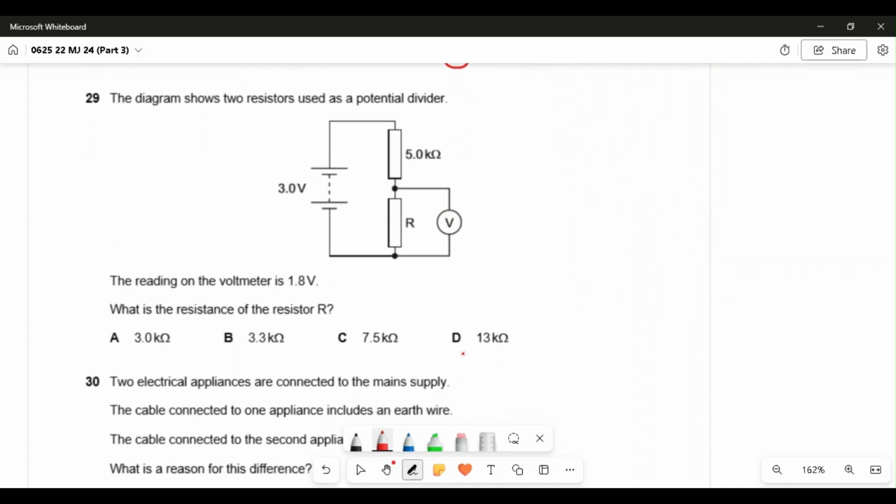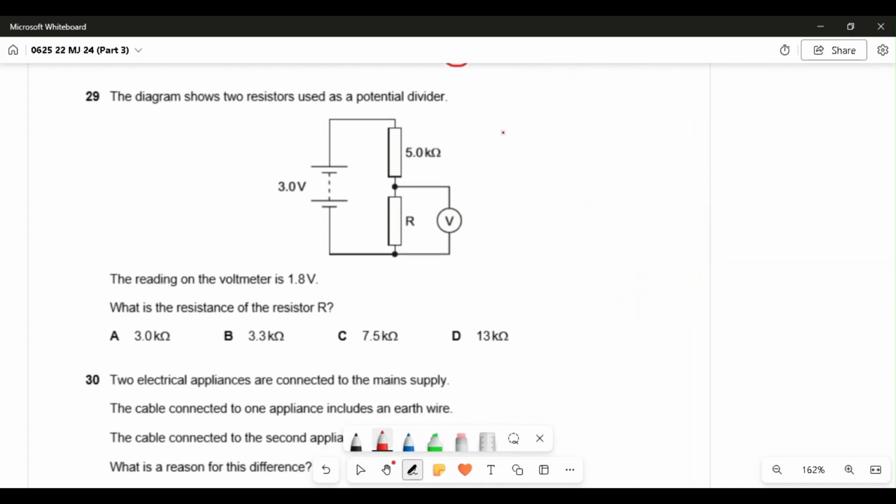29. The diagram shows two resistors used as a potential divider. The voltmeter reading is 1.8 volts. Across this one, from here till here, is 1.2 volt, because the total voltage is the sum of the voltages across these resistors, that is 3 volt. So what is the resistance R?